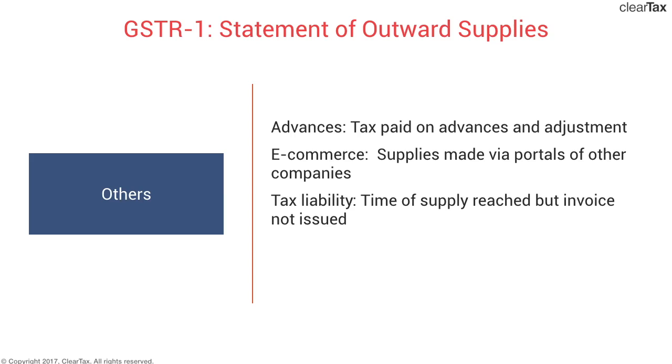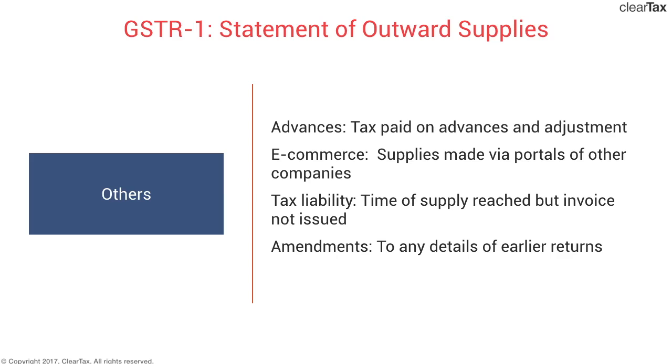The next, third information in others category is the tax liability. Now this arises when the time of supply has occurred in the tax period, but the invoice date, the last date to issue invoice, has not been reached and you've not issued an invoice. So your tax liability has occurred, but you've not issued invoice, and therefore you'll not have an invoice to fill in the details in the transaction level category.